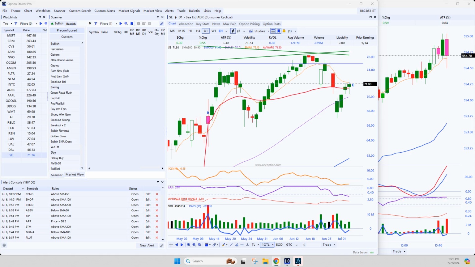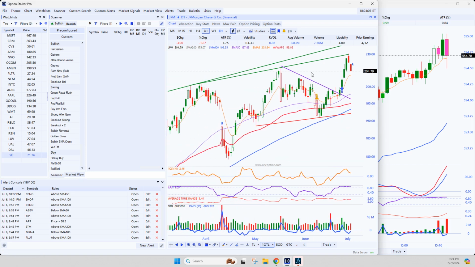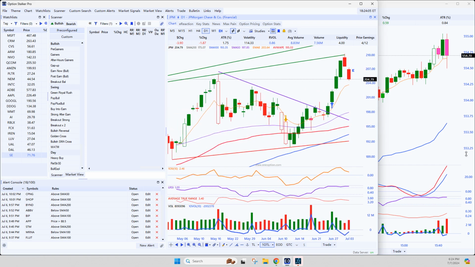The first trade is JPM. All right, so I'll pull JPM up. JPM, as you can see, I entered on June 28th, so the candle right here, and I exited July 1st, so this candle right here. Well, this was Friday, and then July 1st was Monday.